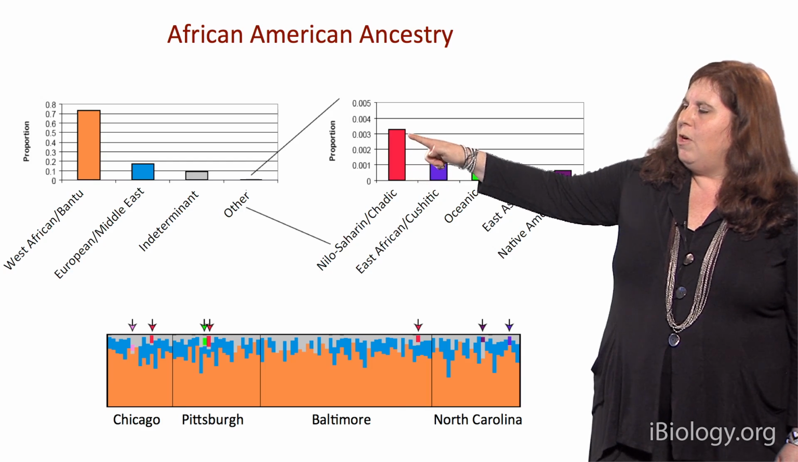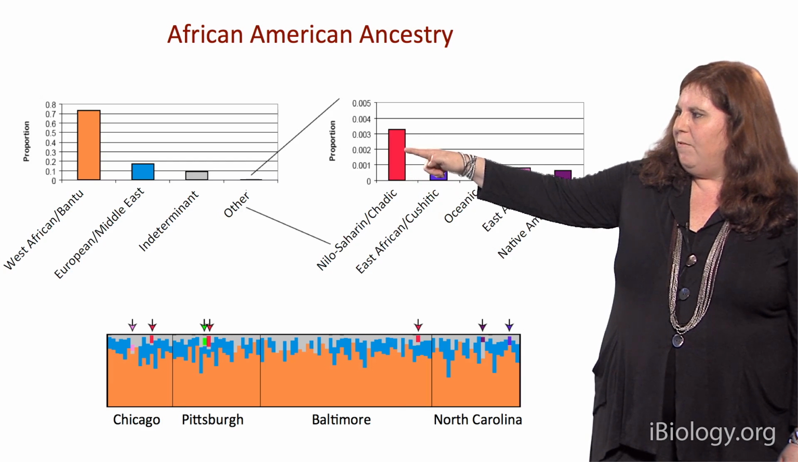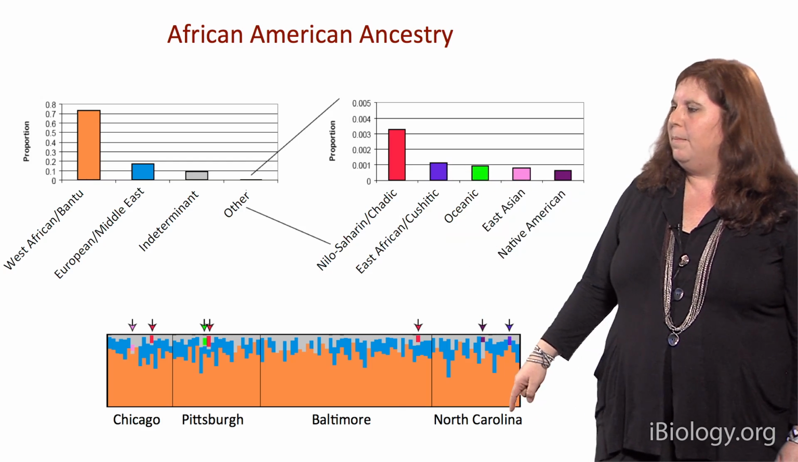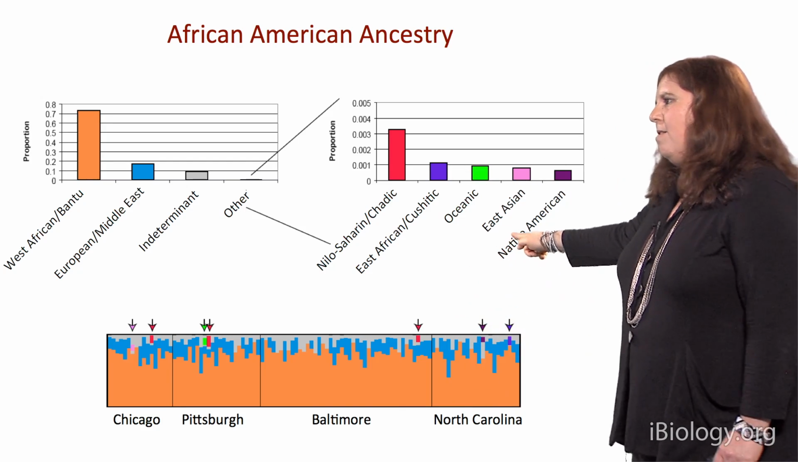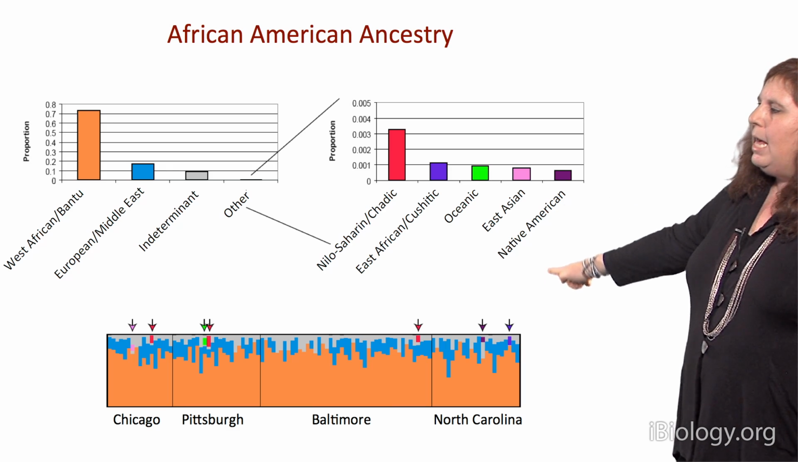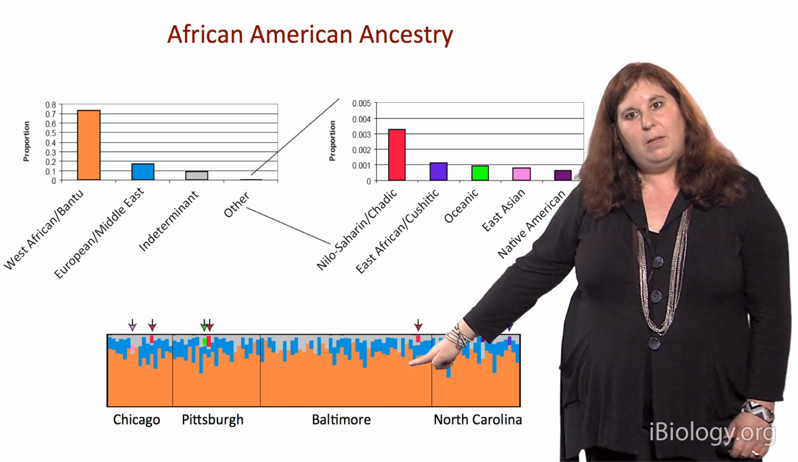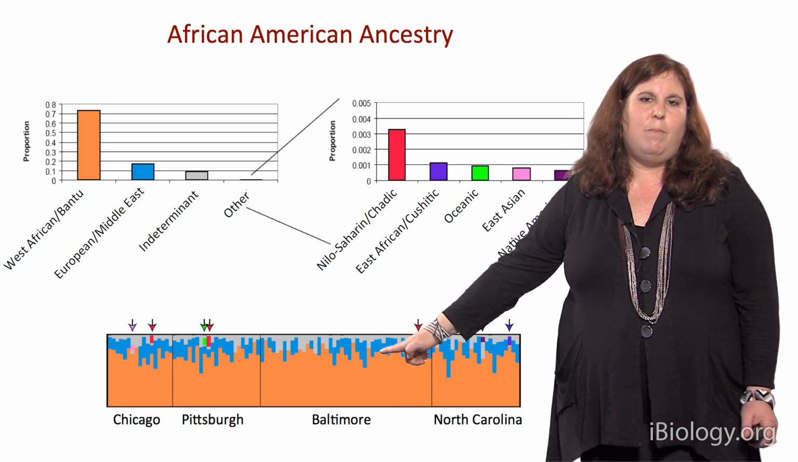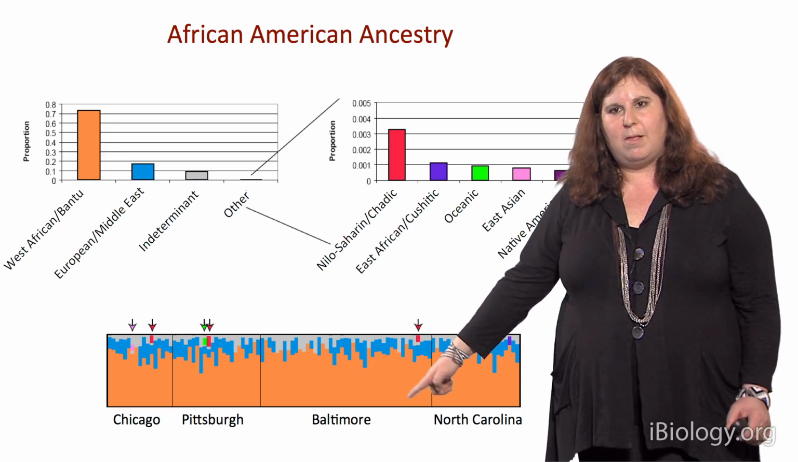And then we see small amounts of ancestry from other populations, including some other African populations who speak Chadic languages, for example, from Western Africa. We see a small amount of ancestry from East Africa, and also very small amounts of East Asian and Native American ancestry, at least in these particular populations. If you look at populations from other regions, you may see more ancestry from those regions.